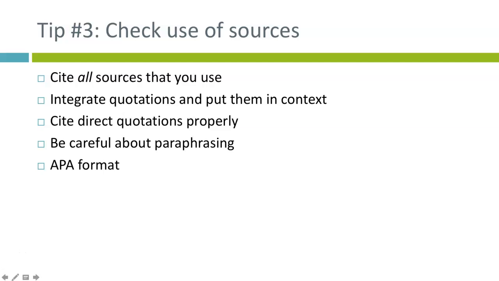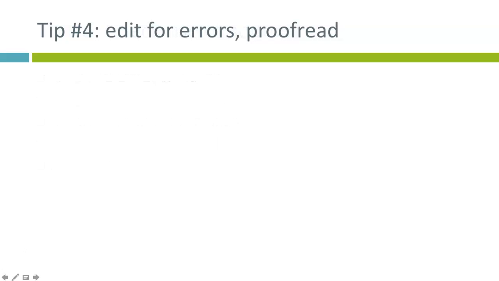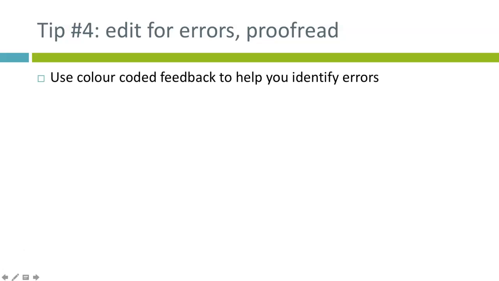The last thing here about APA, about checking your use of sources, is make sure that everything that you are doing is APA format. That means your in-text citations are APA format and your references list.